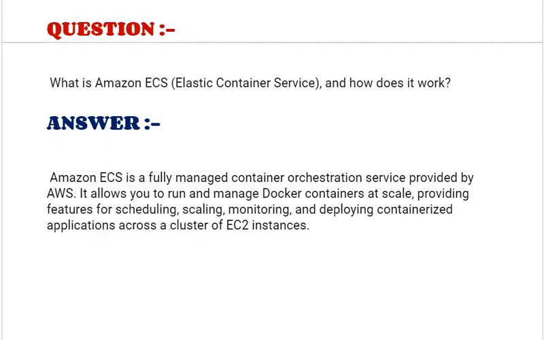Our next interview question is: what is Amazon ECS, that is Elastic Container Service, and how does it work? Your answer should be: Amazon ECS is a fully managed container orchestration service provided by AWS. It allows you to run and manage Docker containers at scale, providing features for scheduling, scaling, monitoring, and deploying containerized applications across a cluster of EC2 instances.